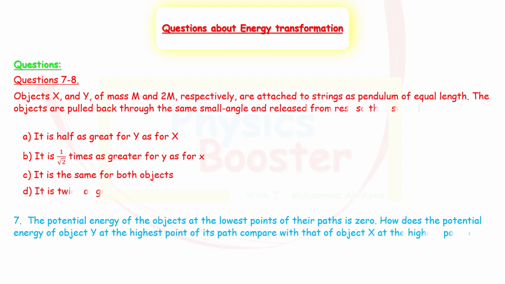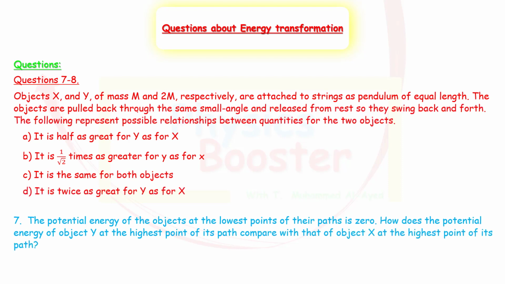Question 7 and 8 are related. Objects x and y of mass m and 2m. So this is x and this is y. This has a mass of m and this has a mass of 2m. Sometimes drawing or sketching the question can really help. Now, they are attached to strings as a pendulum of equal length. So they are attached to strings of equal length.